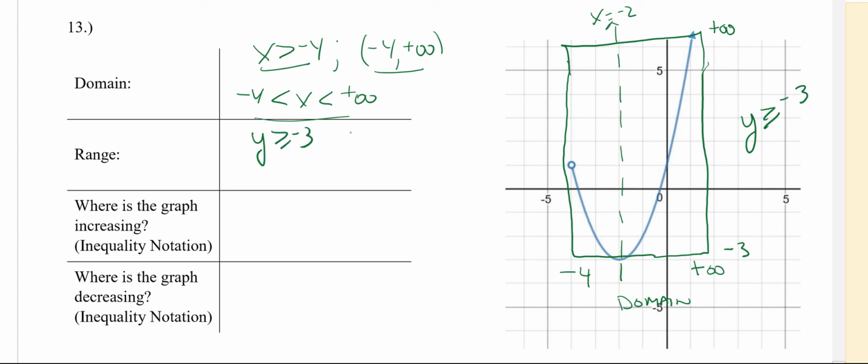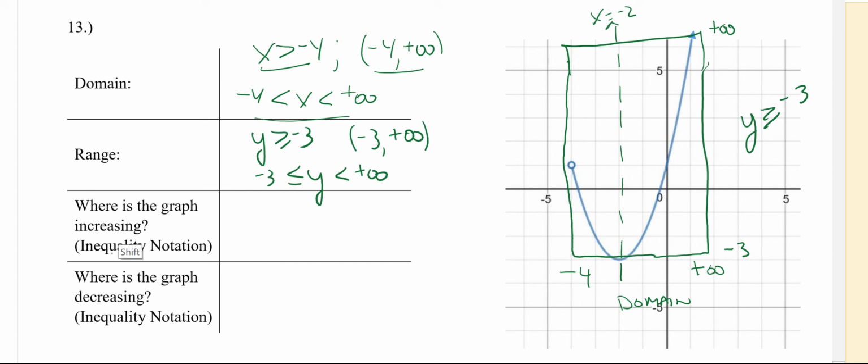We could use interval notation, and that would be -3 comma positive infinity. And we could say that y is going to be less than infinity and greater than or equal to -3.